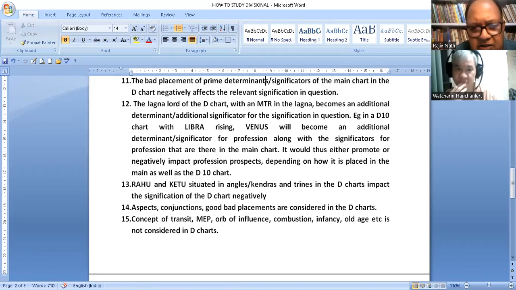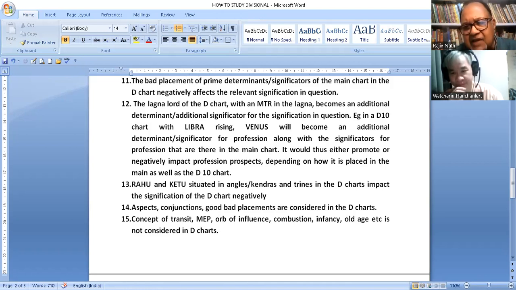The Lagna lord of the D chart. Now, this is a very important point. If the D chart has a Mool Trikona Rashi in the Lagna, the Lagna lord of that D chart becomes an additional determinant, an oblique additional significator, for the signification in question.